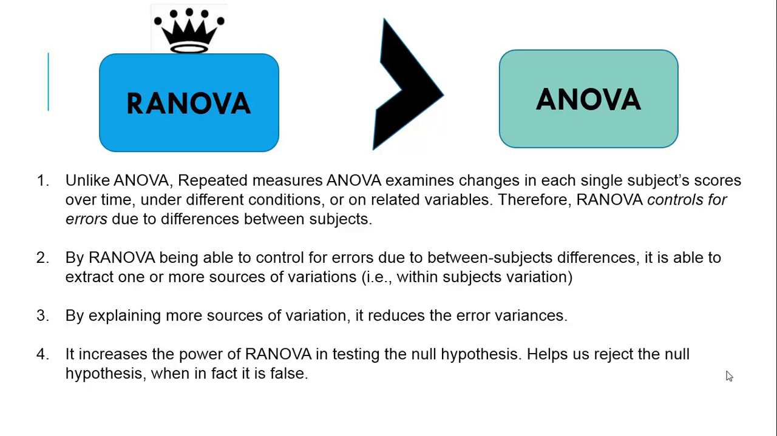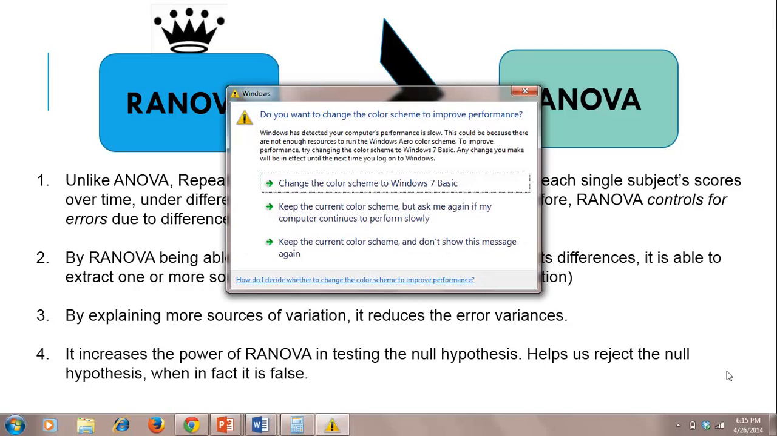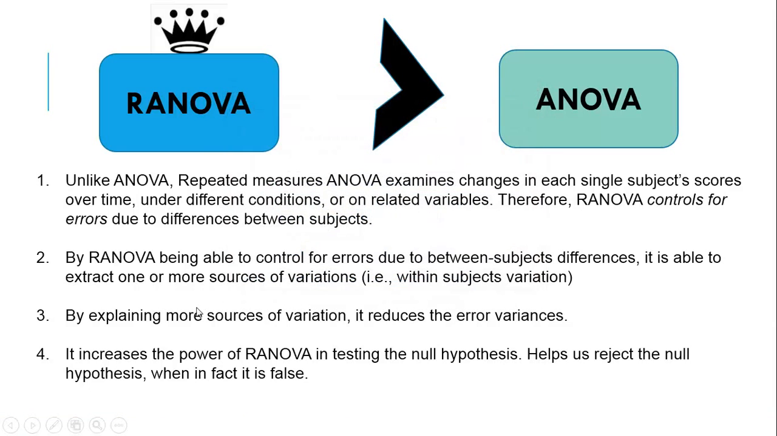So unlike ANOVA, repeated measures ANOVA examines the changes in each single subject's scores over time under different conditions or on related variables. Therefore, repeated measures ANOVA controls for errors due to differences between subjects. So this is really exciting because you can actually see the difference case by case versus just seeing the difference between the groups as in ANOVA. And this builds on number two, builds on number one.